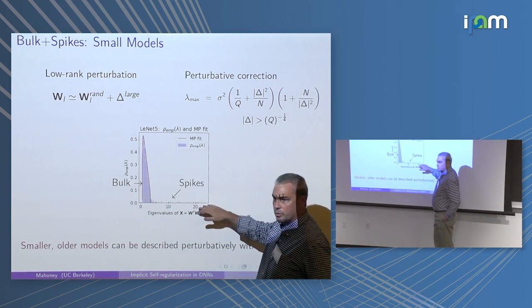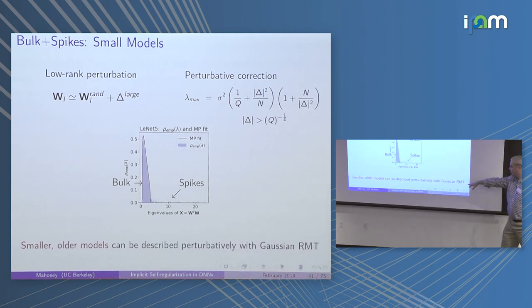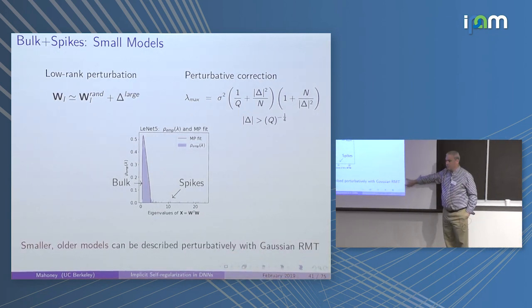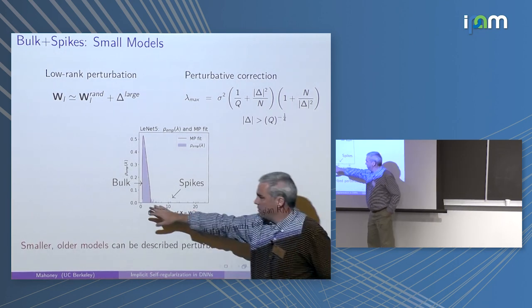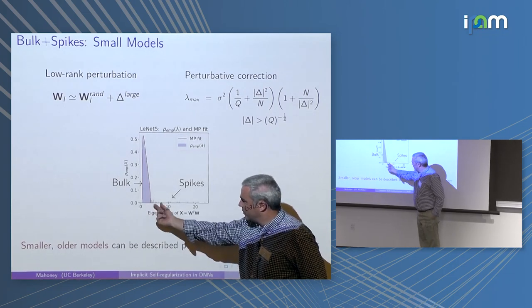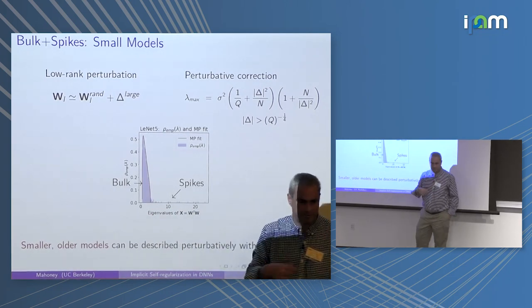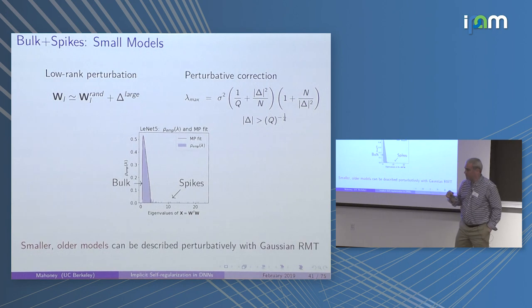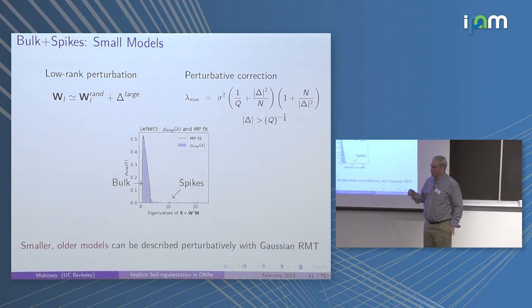Well fit, boom, some spikes. Smaller models can be perturbed by Gaussian random matrix theory, perturbatively, right? If this was not the three-layer MLP, but fitting MNIST with something else, I'd get 95% prediction quality, ballpark, on MNIST. So is 95% prediction quality good or bad on MNIST?